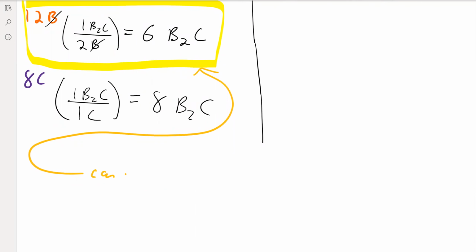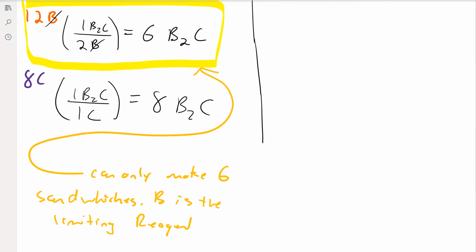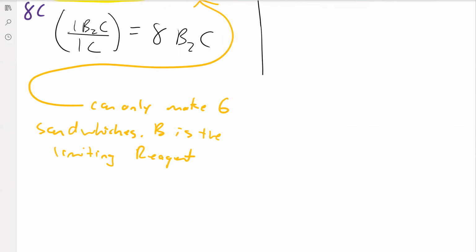So we'll say that we can only make 6 sandwiches. That is our theoretical yield, the 6 sandwiches. And then we can say that bread is the limiting reagent. Right, bread is the limiting reagent. We're going to run out of bread and have excess cheese at the end of it, right? And remember, it's always the smallest number.